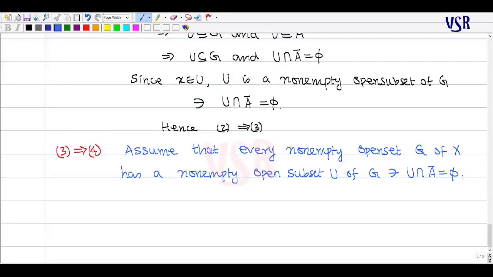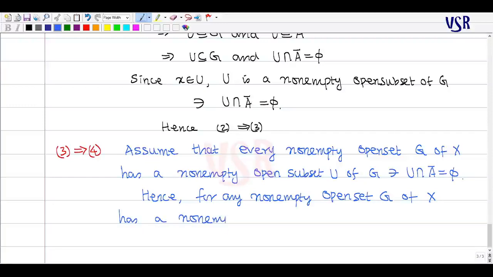Then automatically, if it does not intersect A closure, it will not intersect A either. That's all. Hence for any non-empty open set G of X has a non-empty open subset U of G such that U intersection with A is equal to empty. Correct? Because I get an open set here that does not intersect A closure.